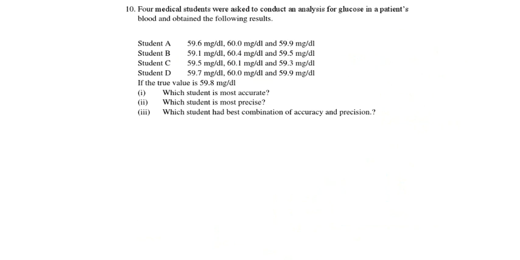We are on question 10 now. Question 10. 4 medical students were asked to conduct an analysis for glucose in a patient's blood and obtained the following results. Student A obtained the values as we can see, student B, student C, and D. If a true value is that which is the most accurate, the most precise, which student had the best combination of accuracy and precision? We have to understand the meaning of the two values.